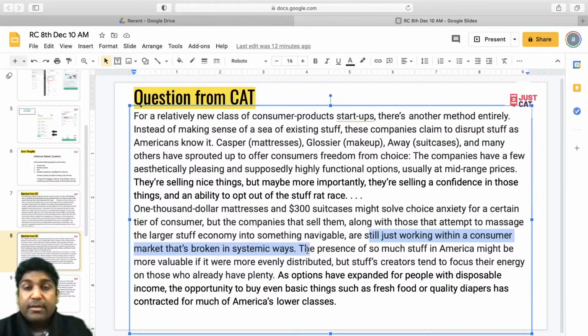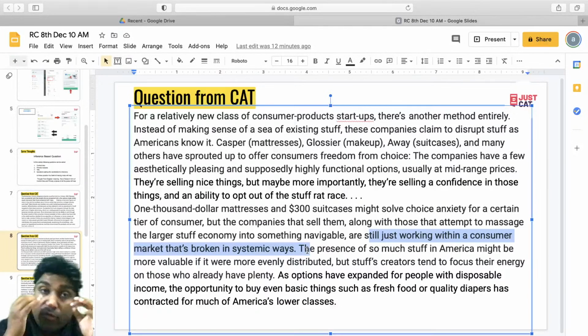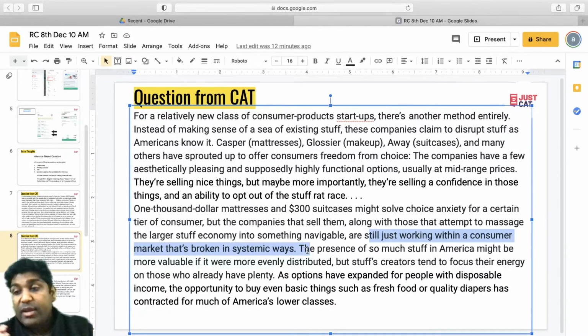So they're saying that these larger stuff... what they're trying to say is whether it is these companies who are giving fewer options, or the companies who are giving a lot of options, they're just working in a consumer market that is broken in a lot of ways.